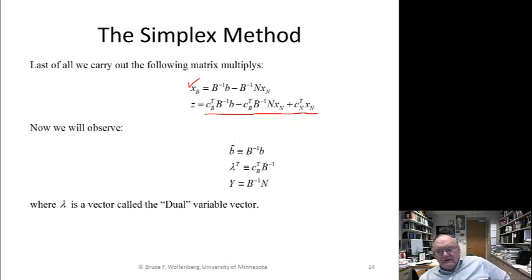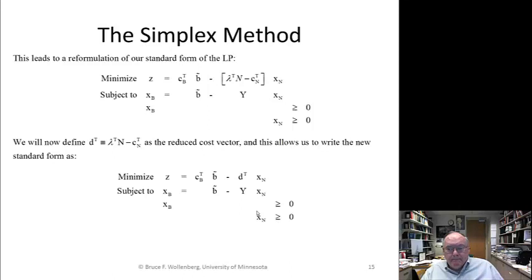So we like to say that this b inverse b is b tilde, lambda transpose is cb times b inverse, that's this thing in here. And last of all, I'm going to call b inverse n the matrix Y. Lambda is called the dual variables or the dual variable vector. So we have a setup that looks like this now.